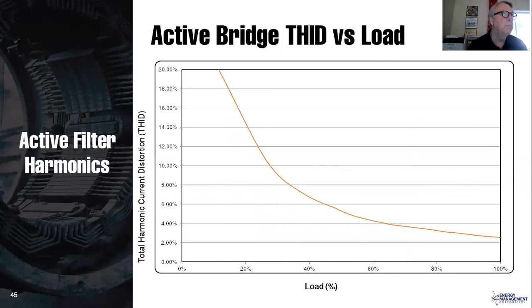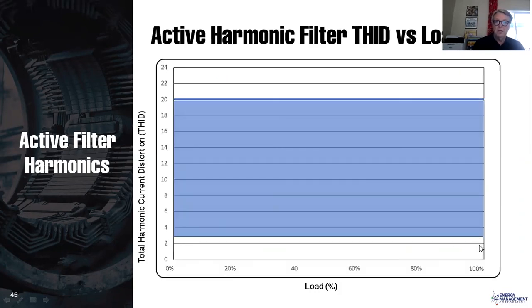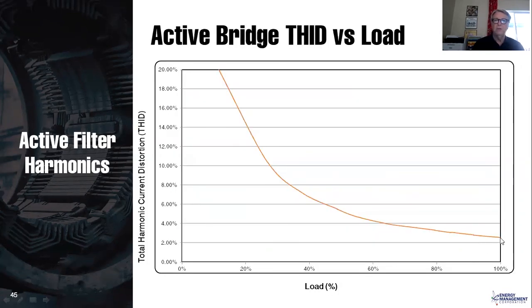There's an active bridge. So this is the one inside the VFD. And you can see I've used, it doesn't look as good because I only went from 0 to 20% over here. But notice here at 100%, we're about 2.5% distortion. That is incredible. And this was on a system in our shop, which because of the utility feed has high voltage imbalance. So active bridge can handle voltage imbalance very well.